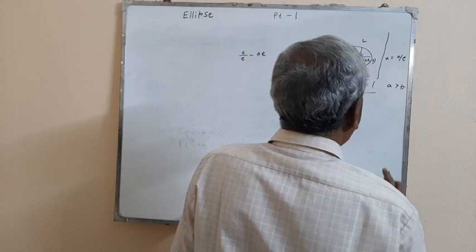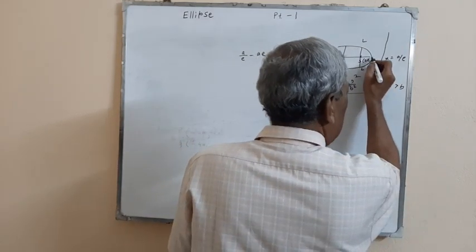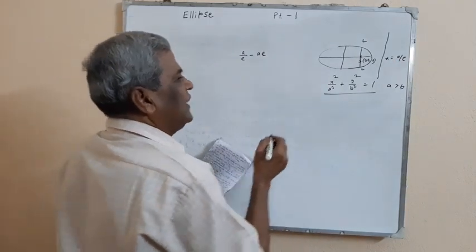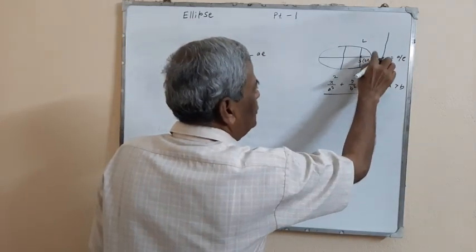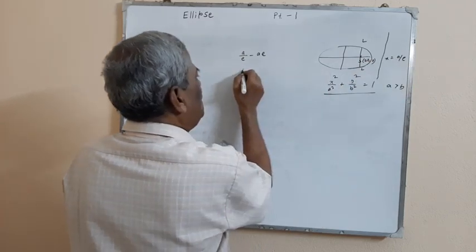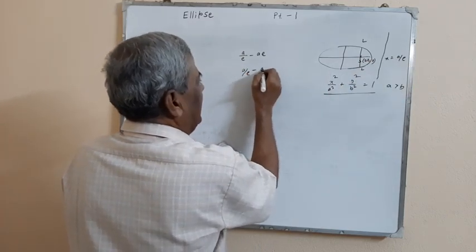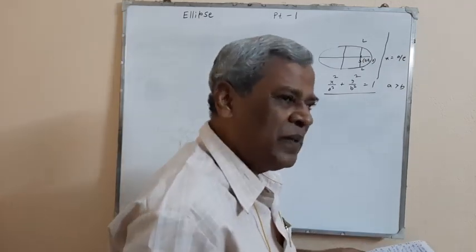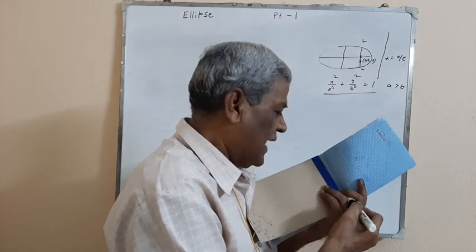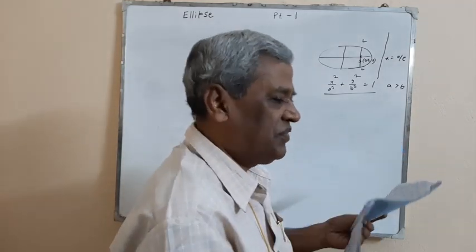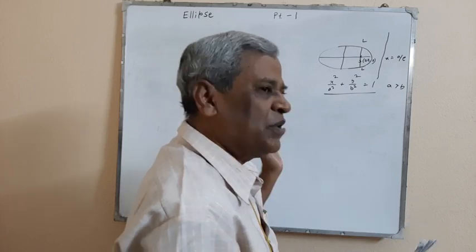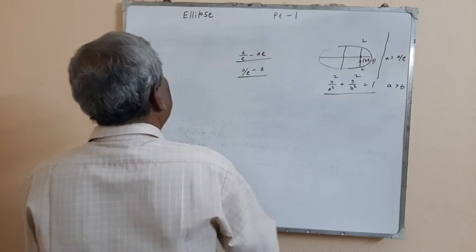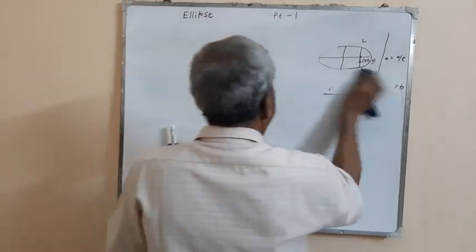Distance between the vertex and the directrix: the vertex is a comma 0, and the directrix is at a by e, so the distance is a by e minus a. All these formulas, if you can remember, at least 90% of the problems given here for competitive exams can be solved easily. Now let us see the types of problems.